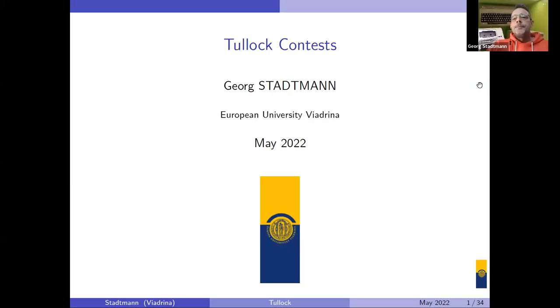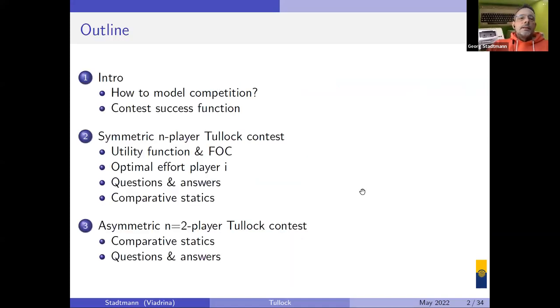I'll try to share my slides now. So I mentioned already, after a short introduction, we'll look at an N-player Tullock contest, but all the players are modeled in a symmetric way. And then we look at the special case where the two players are asymmetric, the two players are different. Let's switch to the introductory part.